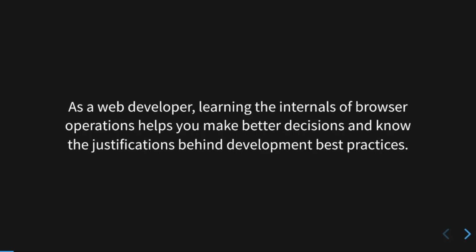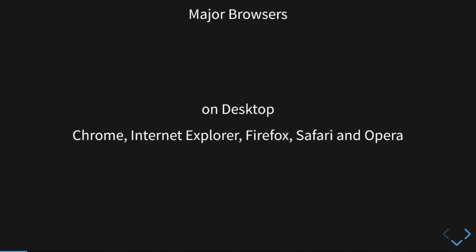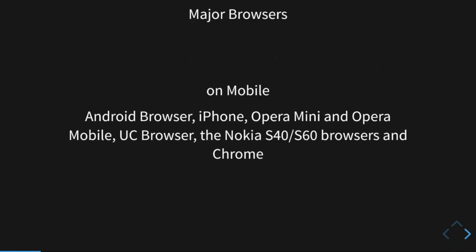So a browser is a hard and huge machine of engines and parsers, which allows us to go to a link, open new sites and new web pages, search the World Wide Web, and get happy with it. So the next slide. We now have major browsers on desktop: Chrome, Internet Explorer, Firefox, Safari, and Opera. On mobile, it's the Android browser, iPhone browser, Opera Mini and Opera Mobile, the Nokia S40 and S60 browsers, and Chrome.